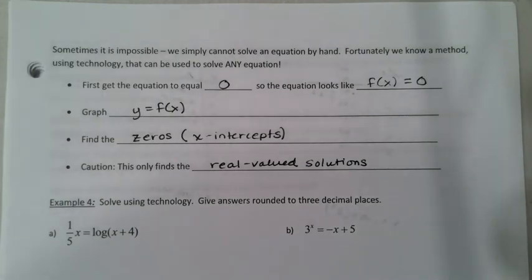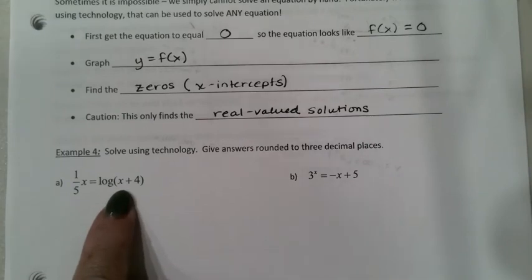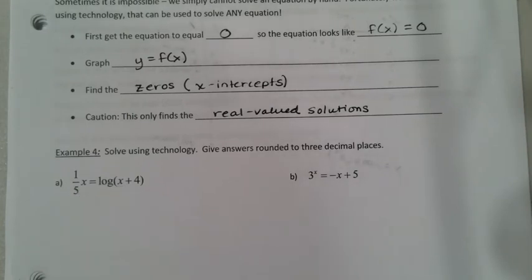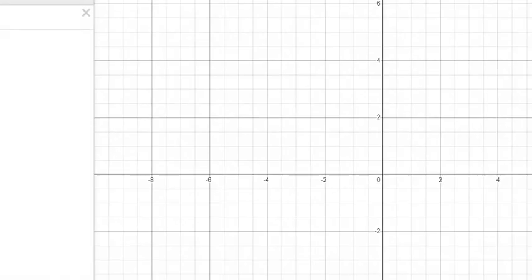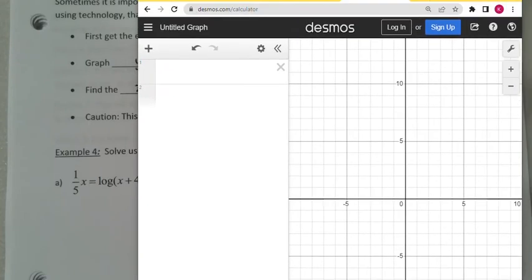So let's see. Oh gosh, I forgot to start my Desmos. Let me see if I can get it into my space. I think I will be able to. All right, so we're going to solve this equation: 1/5 x equals the log of x plus 4. Notice that even if I got this equal to 0, there's really nothing that I could factor out here. So I'm kind of stuck with this one. Let's see if I can get Desmos in the right window here. I think we can work with that.